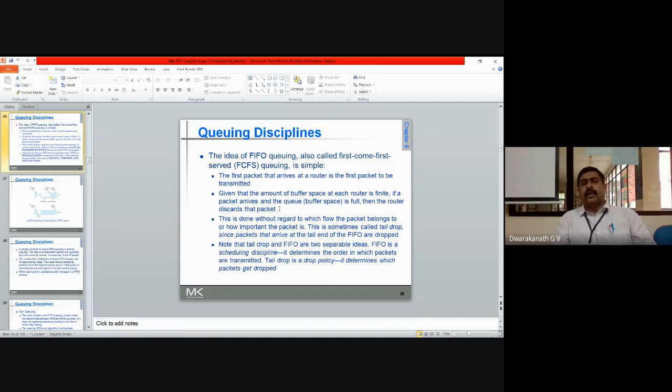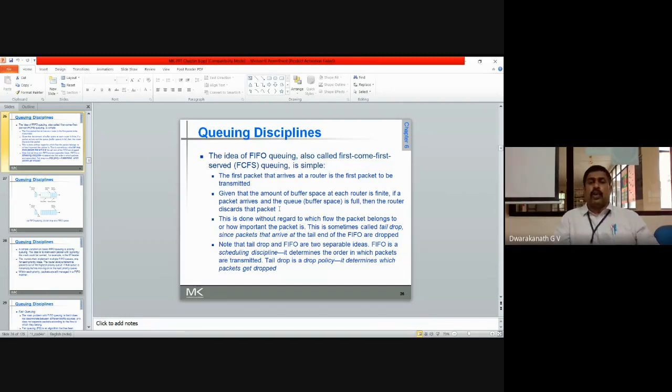Now this is done without regard to which flow the packet belongs to, or how important the packet is. In FIFO, it never considers how important the packet is, or from which source the packet is coming. Without that regard, whatever the last packet is, if the capacity is full, it will delete that packet. This is sometimes called tail drop. So in a lab program, we have used this tail drop.